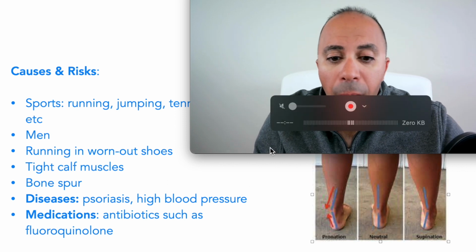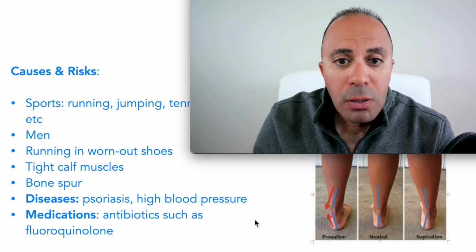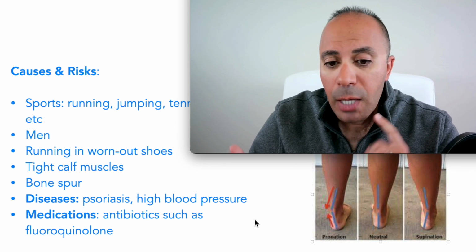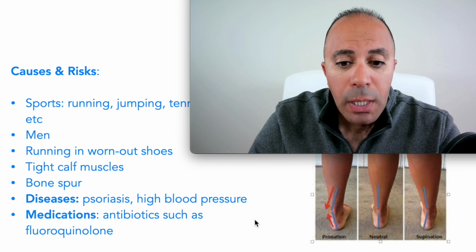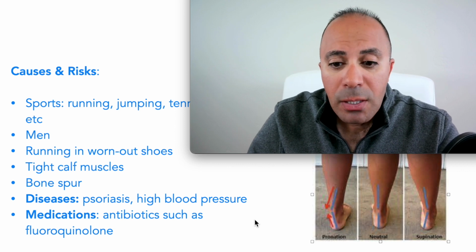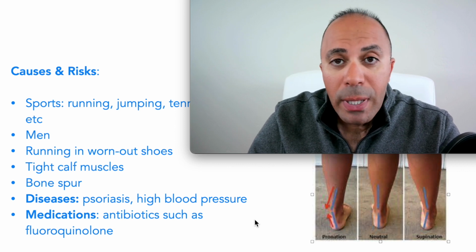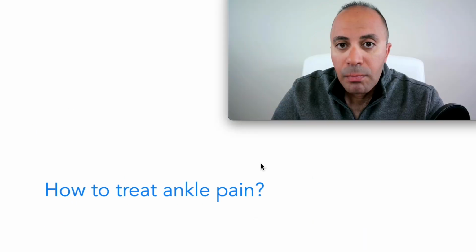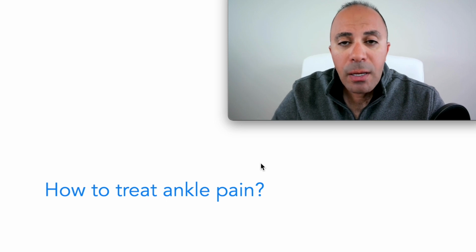So some of the diseases that could cause or have risk factors for ankle pain include psoriasis and high blood pressure. And if you take medication like antibiotics or fluoroquinolone, that could cause ankle pain too. So how to treat ankle pain?